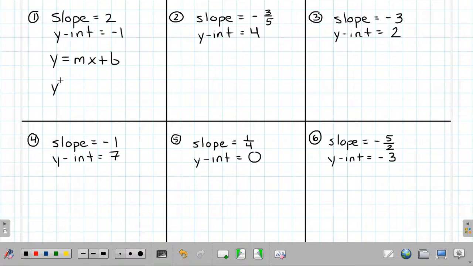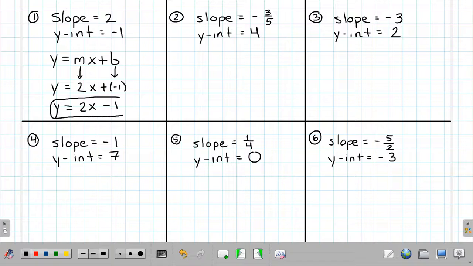Well, we don't know what y is from this. We know slope is 2, so we just plug in 2 for slope. We don't know what x is. We technically have plus, and then we get b is -1. Now we can clean this up a little bit by writing, since we have plus and negative here, we can write this as 2x minus 1. And that's actually the last step, because now we have an equation for this particular line.